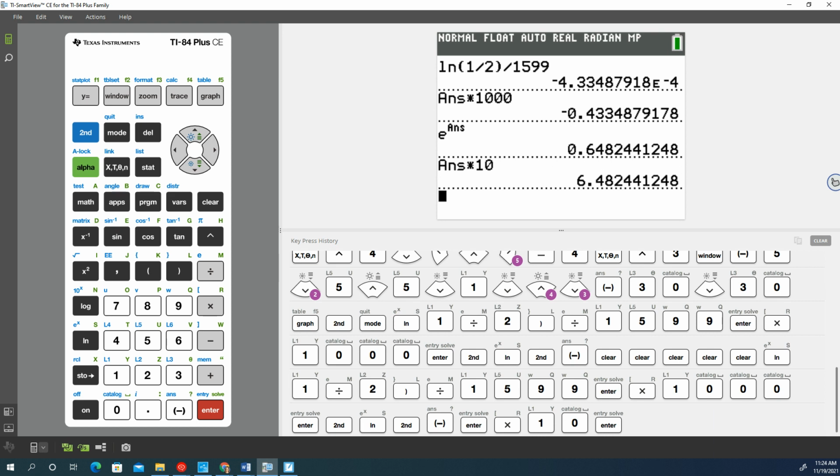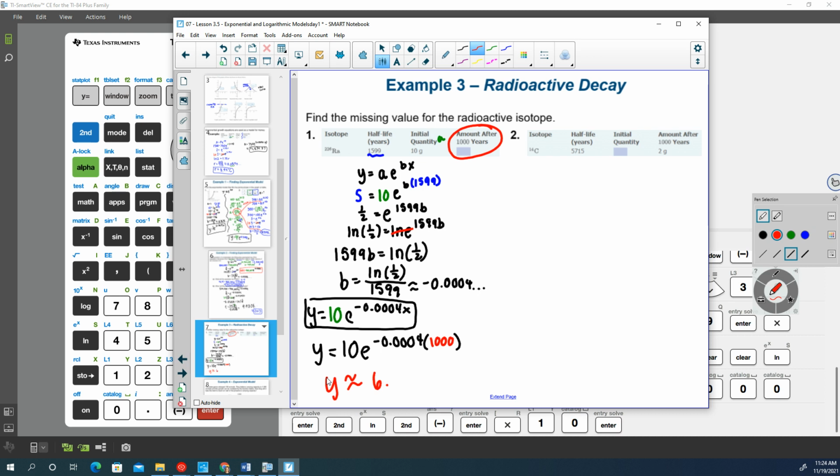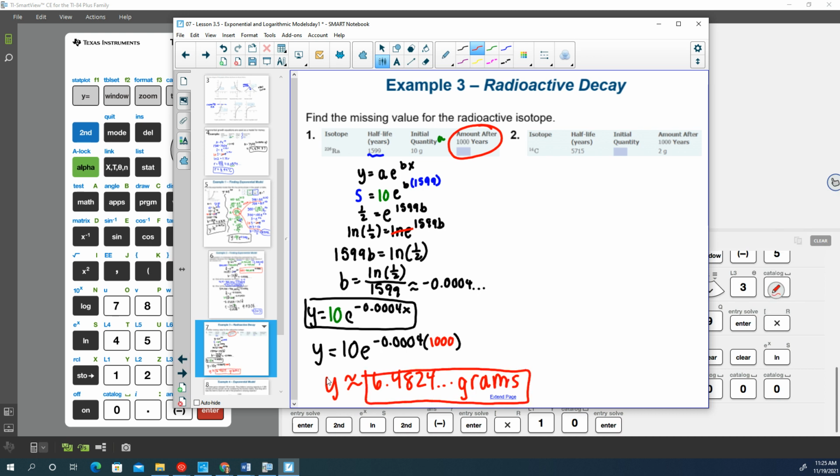Okay, so we'll just go 4 decimal places, so about 6.4824 ... grams. Which that answer makes sense, right? Because we know that after 1,599 years, it'd be cut in half at 5. So it makes sense that around 1,000, we're not quite cut in half yet. But we're pretty close to it. 6.4824 ... grams. Okay, so that was to answer the actual question. So here, my whole work up to here was just finding the model, and then that helped me find the amount after 1,000 years.